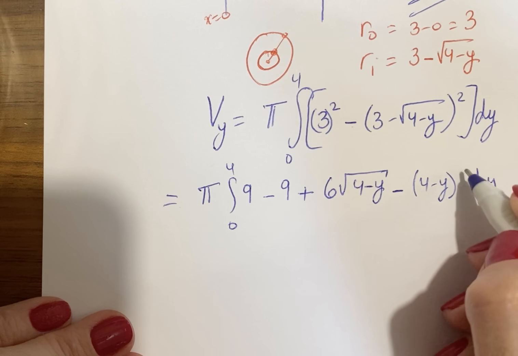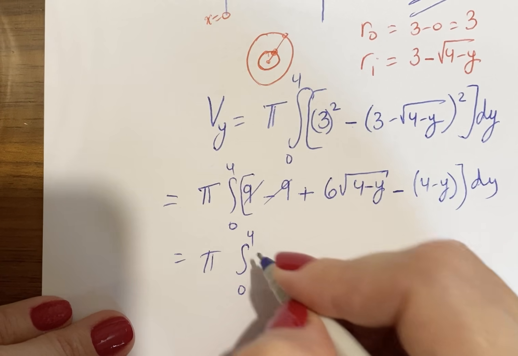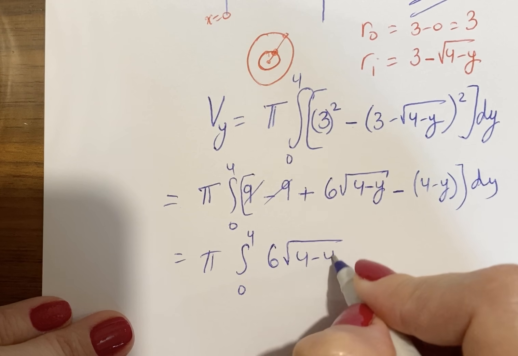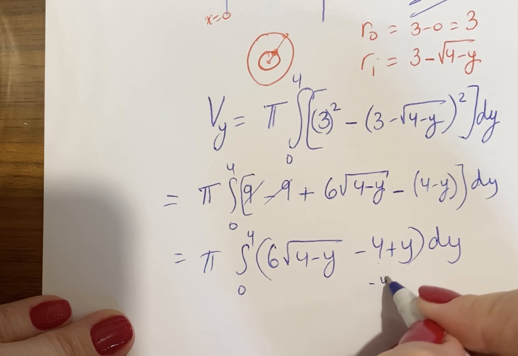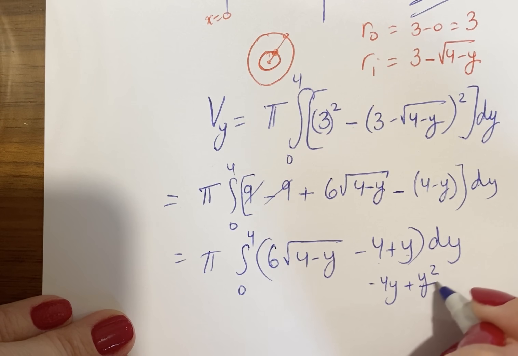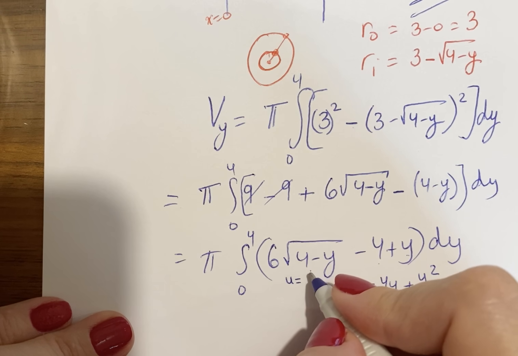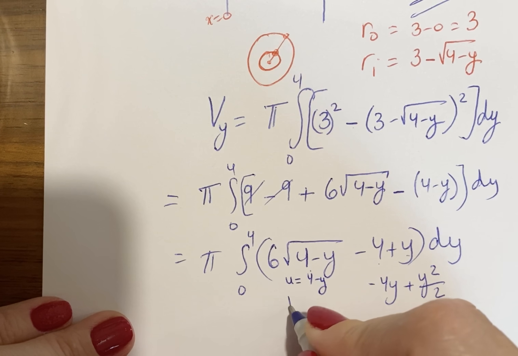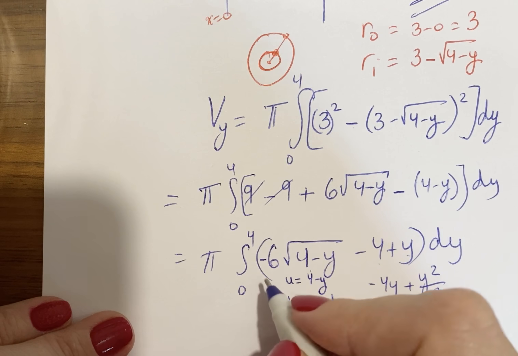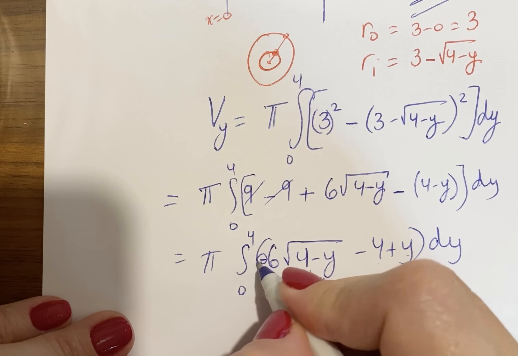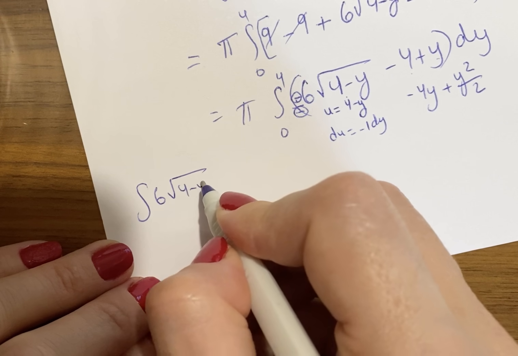You can expand it step by step if it's easier for you. 9 minus 9 cancels, you are left with pi integral from 0 to 4, 6 root 4 minus y minus 4 plus y dy. This is easy to integrate, it's minus 4y. This is easy to integrate, it's y squared over 2. This one needs to use u-du substitution. If u is 4 minus y, du is minus 1 dy. So you have to multiply by minus and divide by minus outside. Take it on the side if you want.